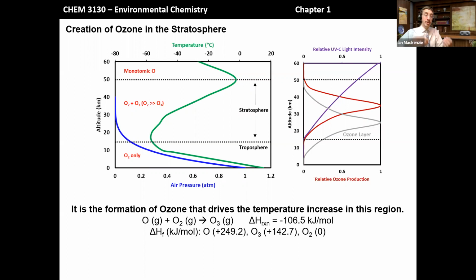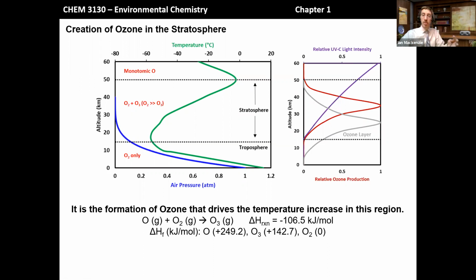And so since we have a lot of that ozone production occurring here in the mid-stratosphere, all the way down into the lower stratosphere and also into the upper stratosphere, that extra energy from the exothermic reaction is given off as heat, which then warms the overall temperature in the region.